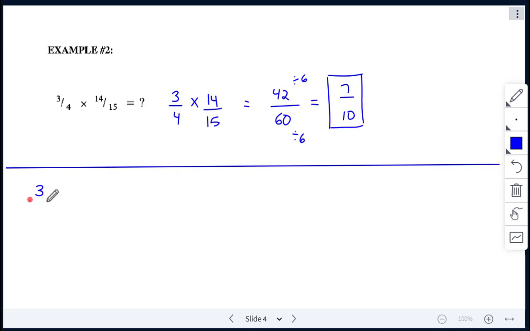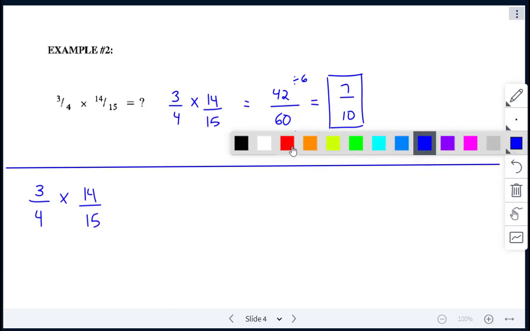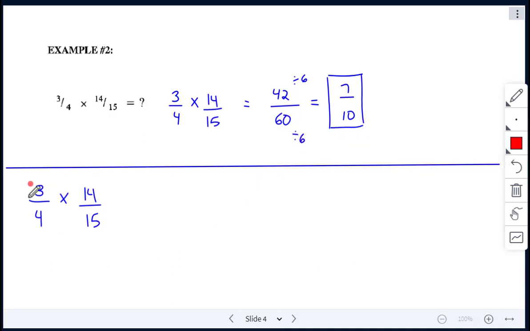So let's look at the same question, and we're going to reduce first. So we have 3 over 4 times 14 over 15. So look at the fractions, right? 3/4 we can't reduce. 14 over 15 we cannot reduce, but we can reduce diagonally. All right, so look at 3 and 15. 3 and 15 we can reduce. 3 and 15 have a greatest common factor of 3.